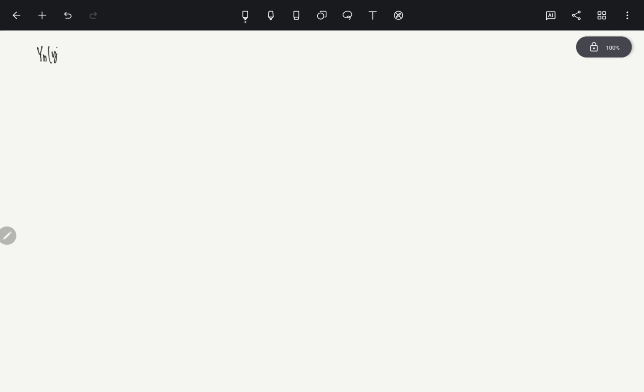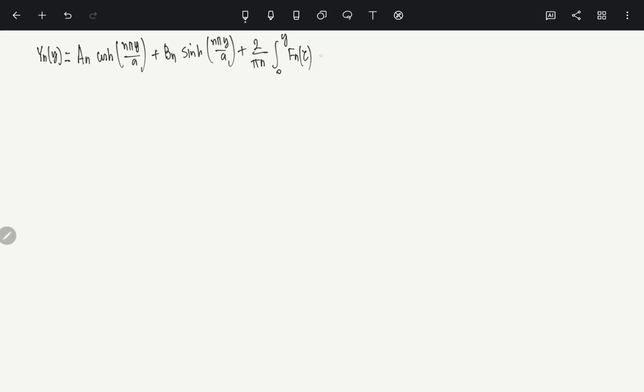We get y_n(y) is nothing but a_n cosh(n pi y by a) plus b_n sinh(n pi y by a), plus 2 by (n pi) integral from 0 to y of f_n(tau) sinh(n pi by a (y minus tau)) d tau. Clear? And how do you find what the a_ns and b_ns are?